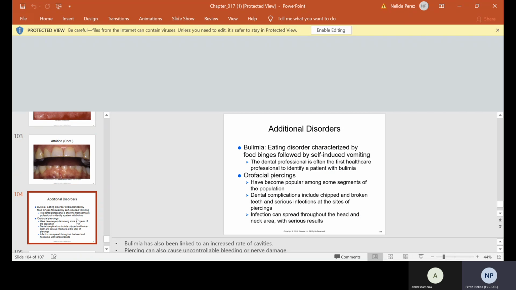Additional disorders: bulimia, eating disorders characterized by food binges followed by self-induced vomiting. The dental profession is often the first healthcare professional to identify a patient with bulimia. Orofacial piercings have become popular among some segments of the population. Dental complications include chipped and broken teeth and serious infections at the sites of piercings. Infection can spread throughout the head and neck area with serious results. Bulimia has also been linked to an increased rate of cavities. Piercings can also cause uncontrollable bleeding or nerve damage.